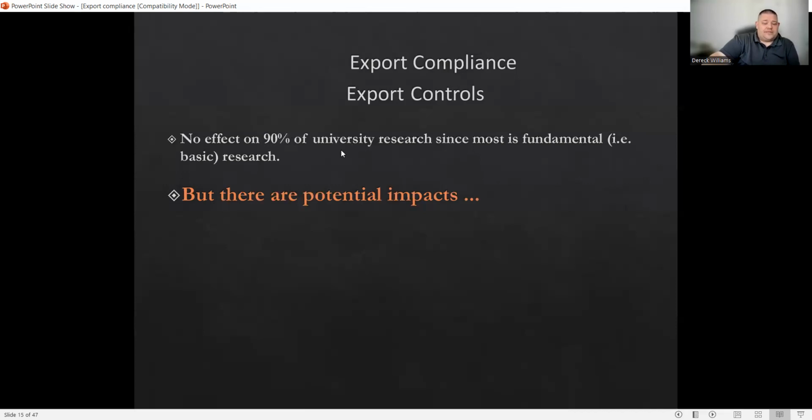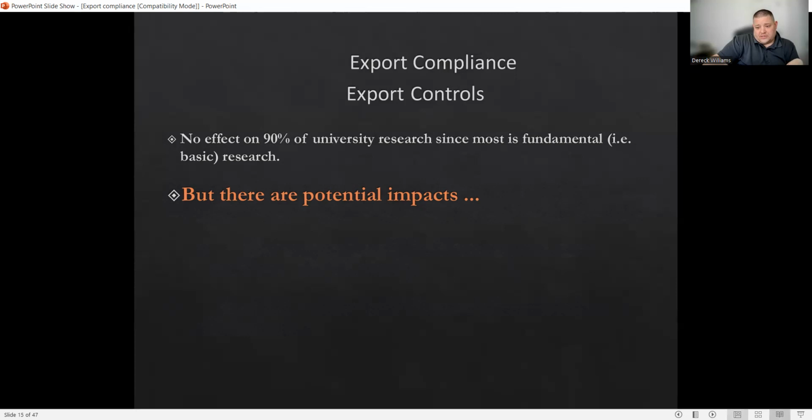Now in universities, it's kind of a blanket statement that says basically there's no effect on about 90% of university research, since most of it's fundamental or basic research. Meaning if you're going to teach math or physics, yes, there can be an application of physics applied to a military application, but the fundamental training of physics is not controlled under the ITAR and EAR.